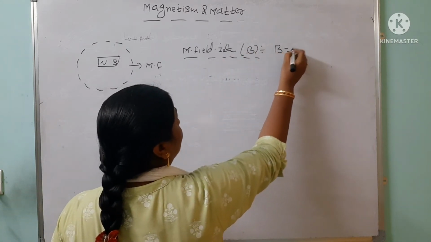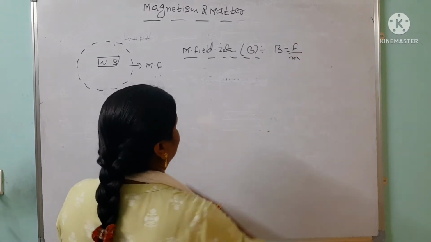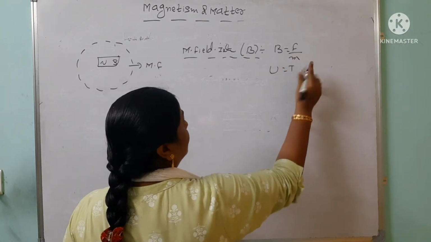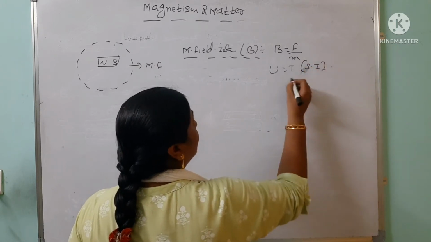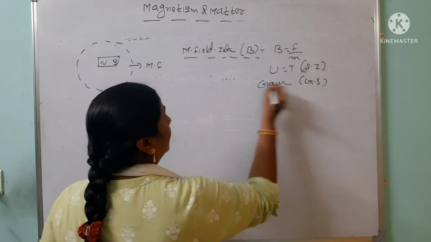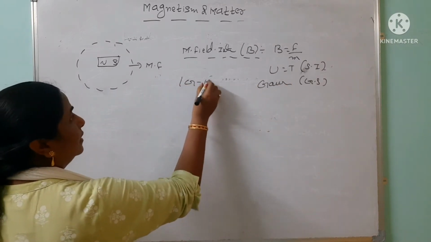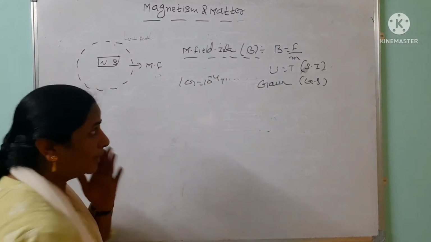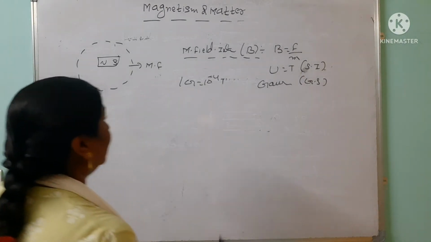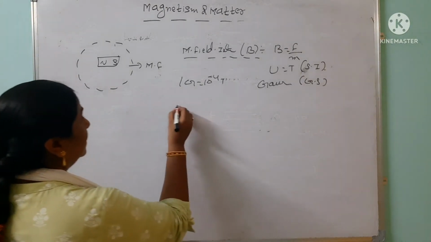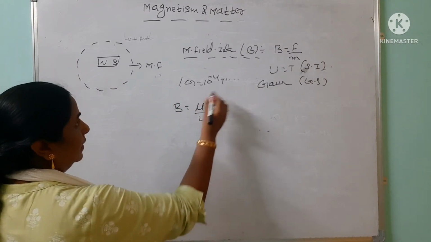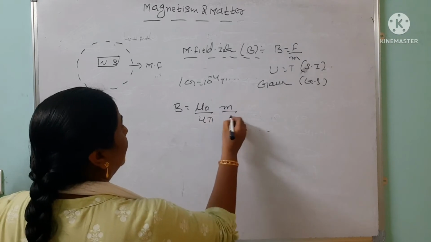See, B equals force per unit pole strength. Here the unit is the Tesla in the SI system, and in the CGS system it is the gauss. One gauss equals 10 to the power of minus 4 Tesla. You must remember the formula for this one. So this is about the magnetic field induction. Not only this, B equals mu naught by 4 pi m by d square also.